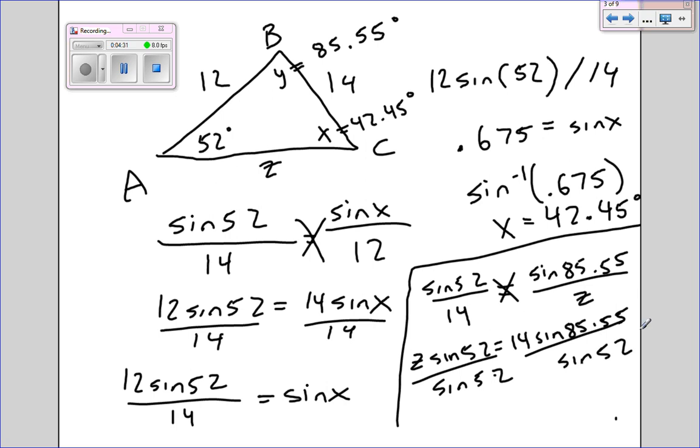So type that in your calculator, and once again, be very careful of your parentheses that you close them before you divide by sine 52. So 14 sine 85.55, close your parentheses, divided by sine of 52. So you get that z equals 17.713. So really, you can solve any of the missing sides.